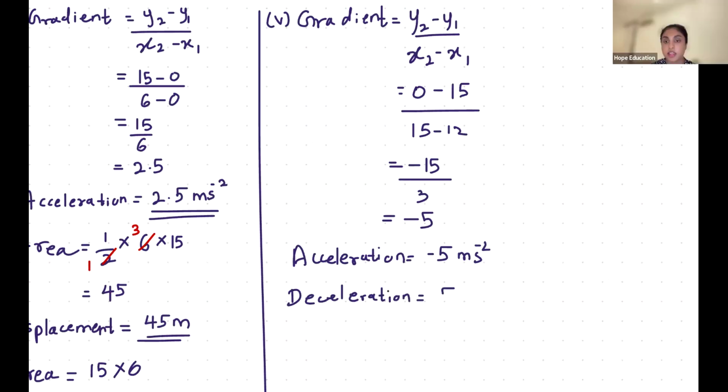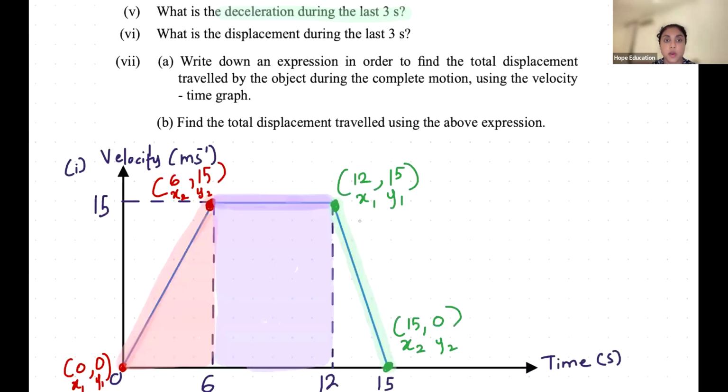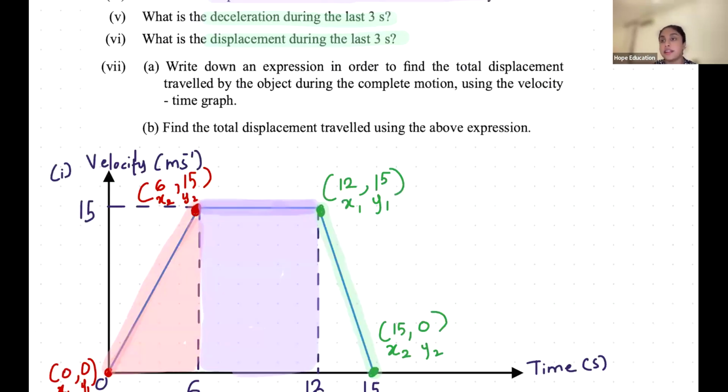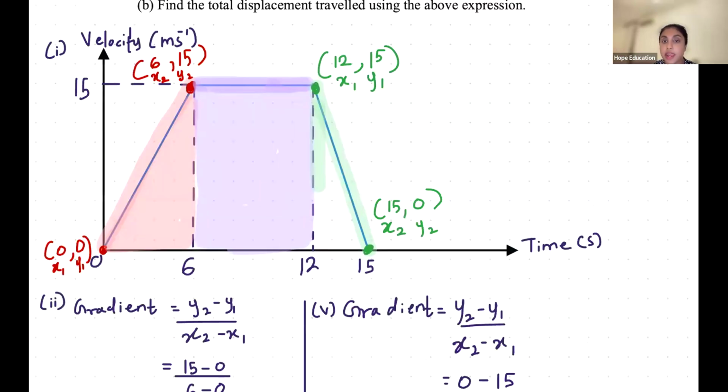So that is how we get the deceleration. Let's move on to the next question. What is the displacement during the last 3 seconds? We know in a velocity time graph, we get the displacement by area under the graph. So if you take this part, the area under the graph is again the shape of a triangle.